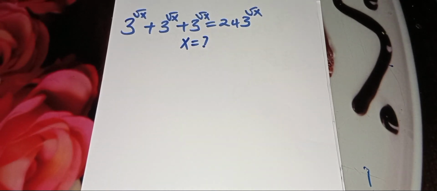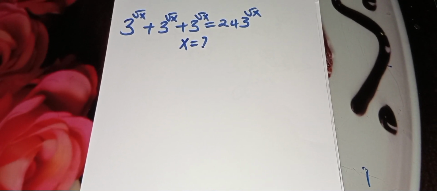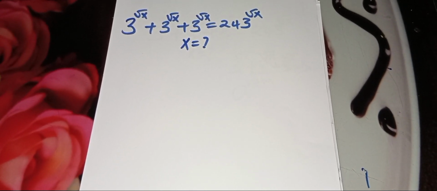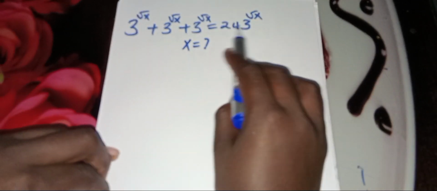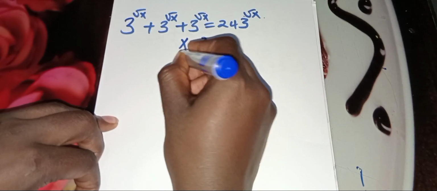Hello everyone, welcome, and let's provide a solution given this nice exponential equation, which is 3 raised to power square root of x plus 3 raised to power square root of x plus 3 raised to power square root of x is equal to 243 raised to power square root of x. So what is the value of x? Solution.